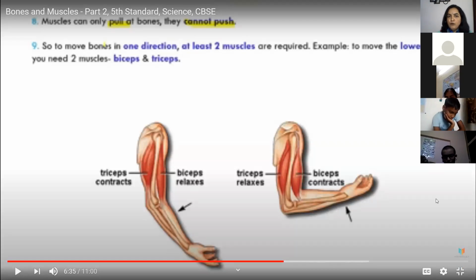So to move a bone in one direction, at least two muscles are required. For example, to move the lower arm, you need biceps and triceps. It is given in the picture. You can see it very well.